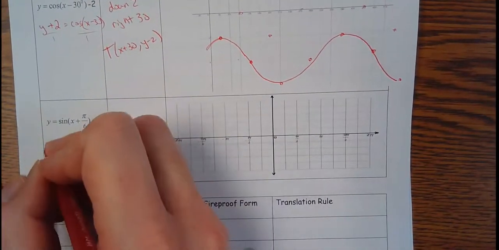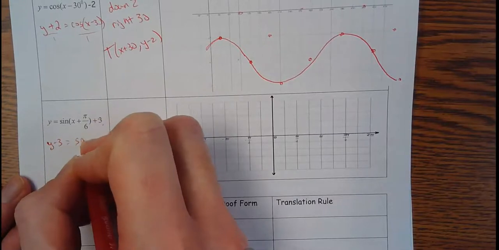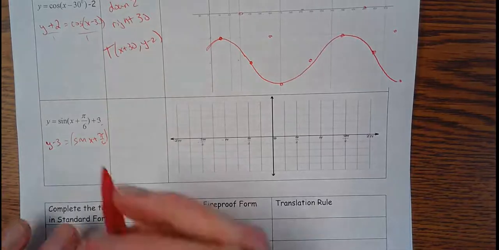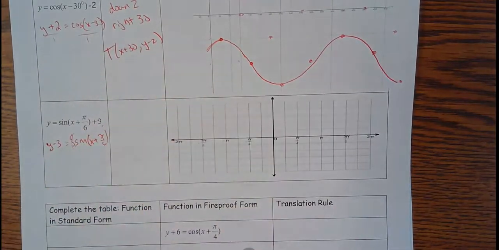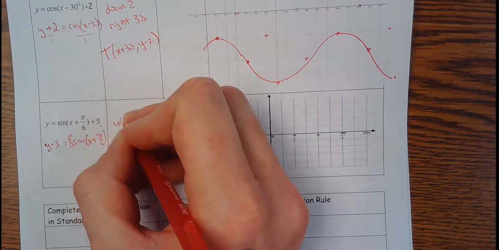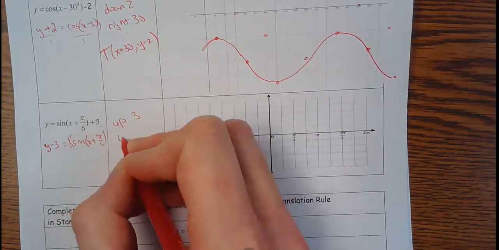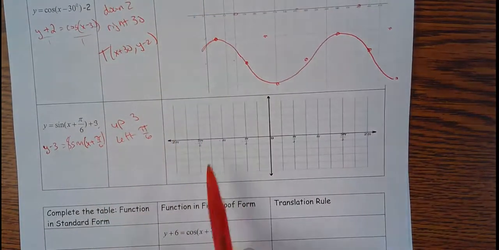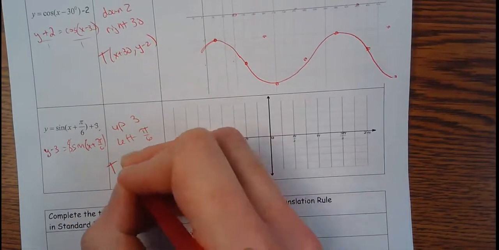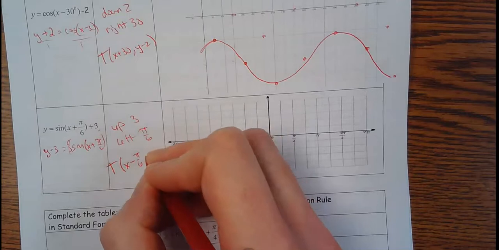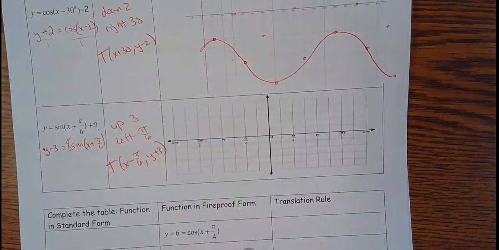It's got a plus 3. I got to bring this over. So y minus 3 equals sine x plus pi over 6. So no stretches, no shrinks, vertically or horizontally, but I do need to go 3, and this is going to be 3 up. So up 3, and this is going to be left pi over 6. So now we're back in radians. This was in degrees. These guys were in degrees. This one's in radians. So my translation is I'm going to take every x value minus pi over 6, and then every y value plus 3.